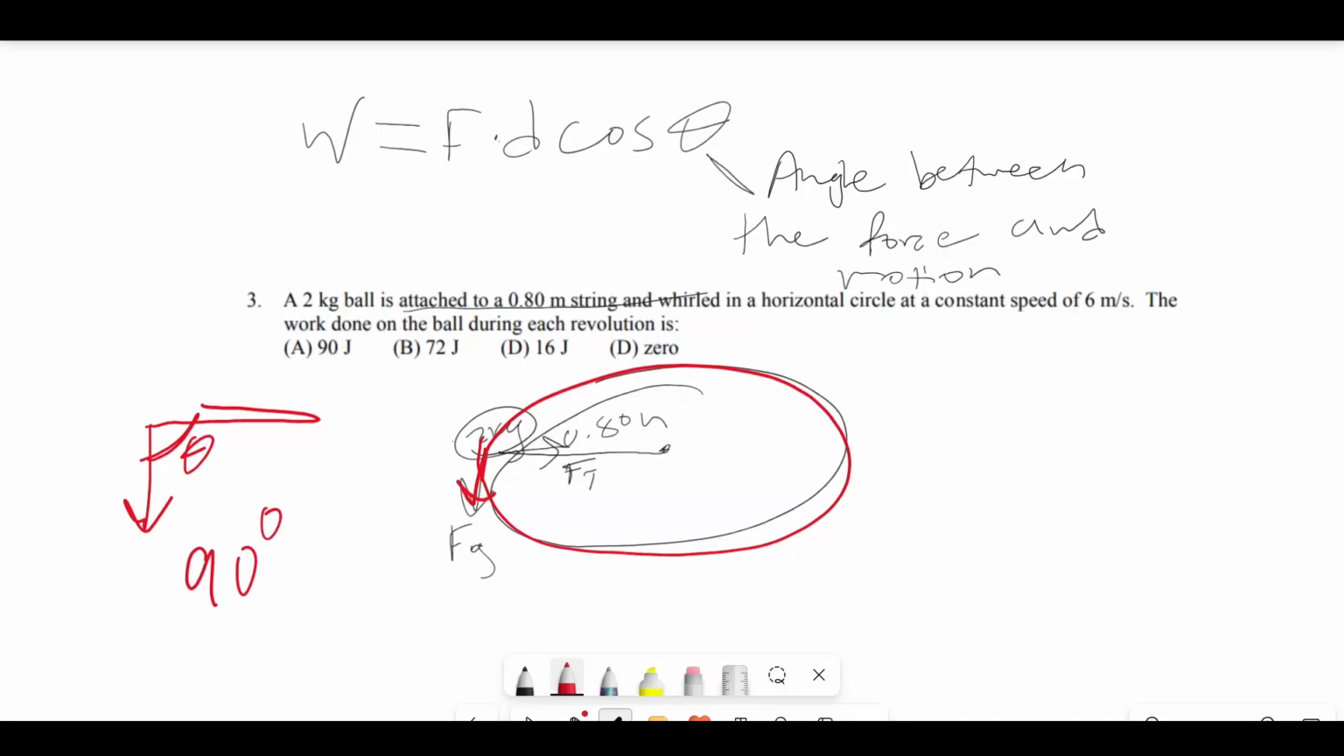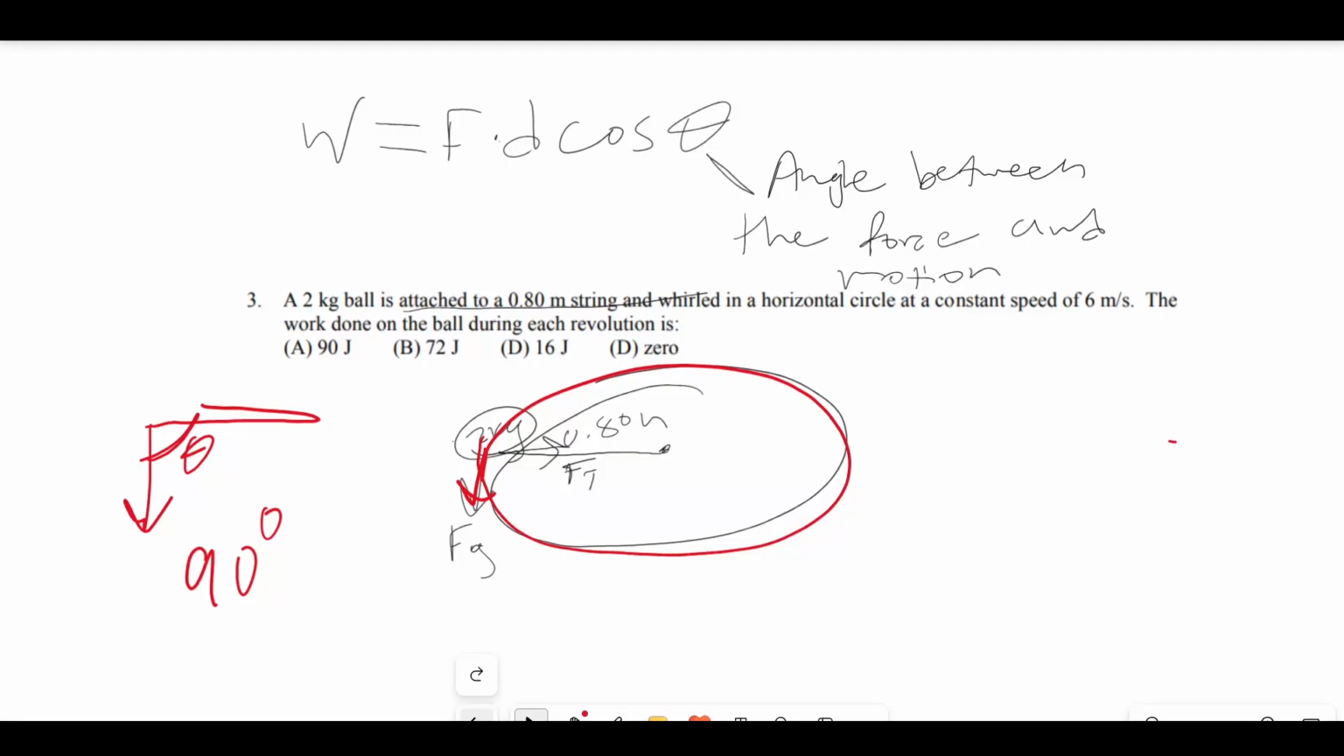And if you remember your unit circle, which you don't have to because you do have a calculator on the AP exam, so you can just calculate cosine of 90. But if you remember on your unit circle, at a 90-degree angle, cosine is going to be 0 because cosine is the x-axis. And right here, this 90 degrees is going to be 0 on the unit circle. So it's just going to equal 0. And if cosine 90 is 0, this whole side becomes 0, meaning that the work also becomes 0. And we can do the same thing for the force tension.